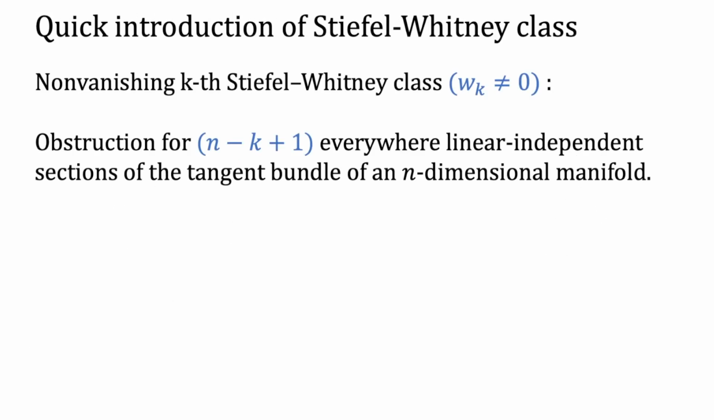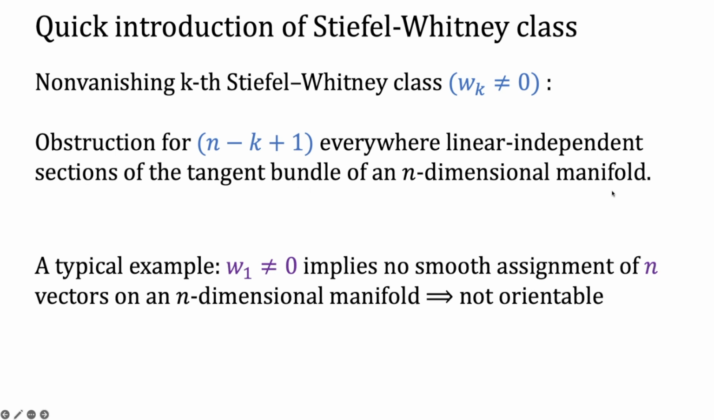Okay, so this is a little bit technical. I want to review the higher Stiefel-Whitney classes. Let me give a geometric definition. A non-vanishing Stiefel-Whitney class means an obstruction to having some linearly independent sections of the tangent bundle on the n-dimensional manifold. You may have heard of W1.